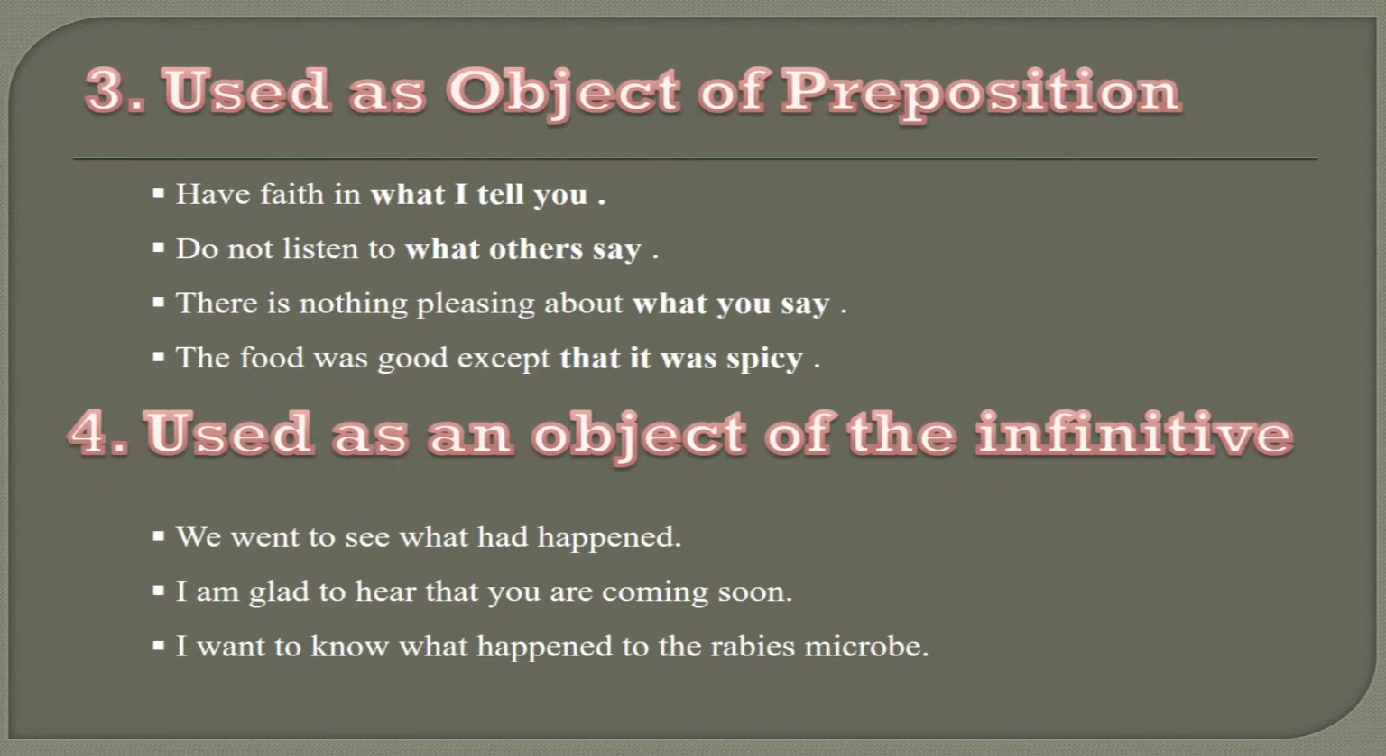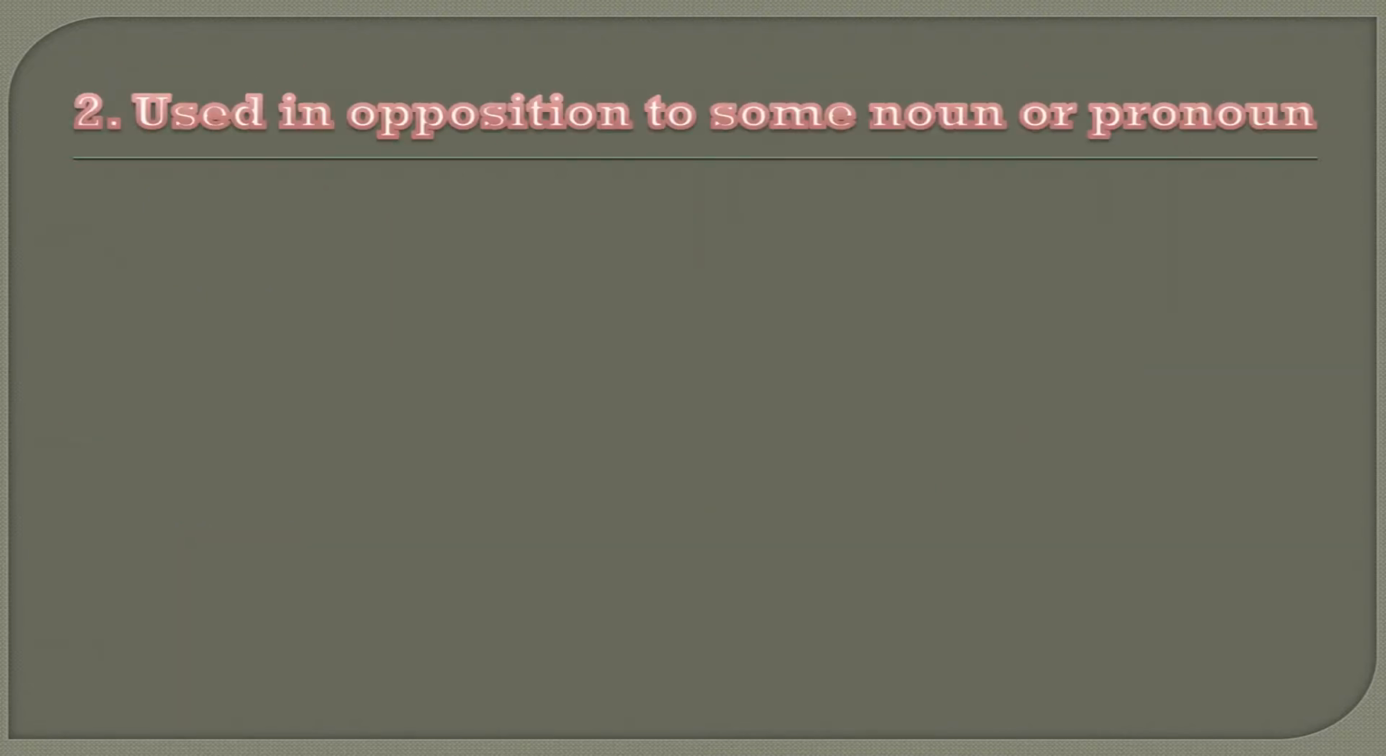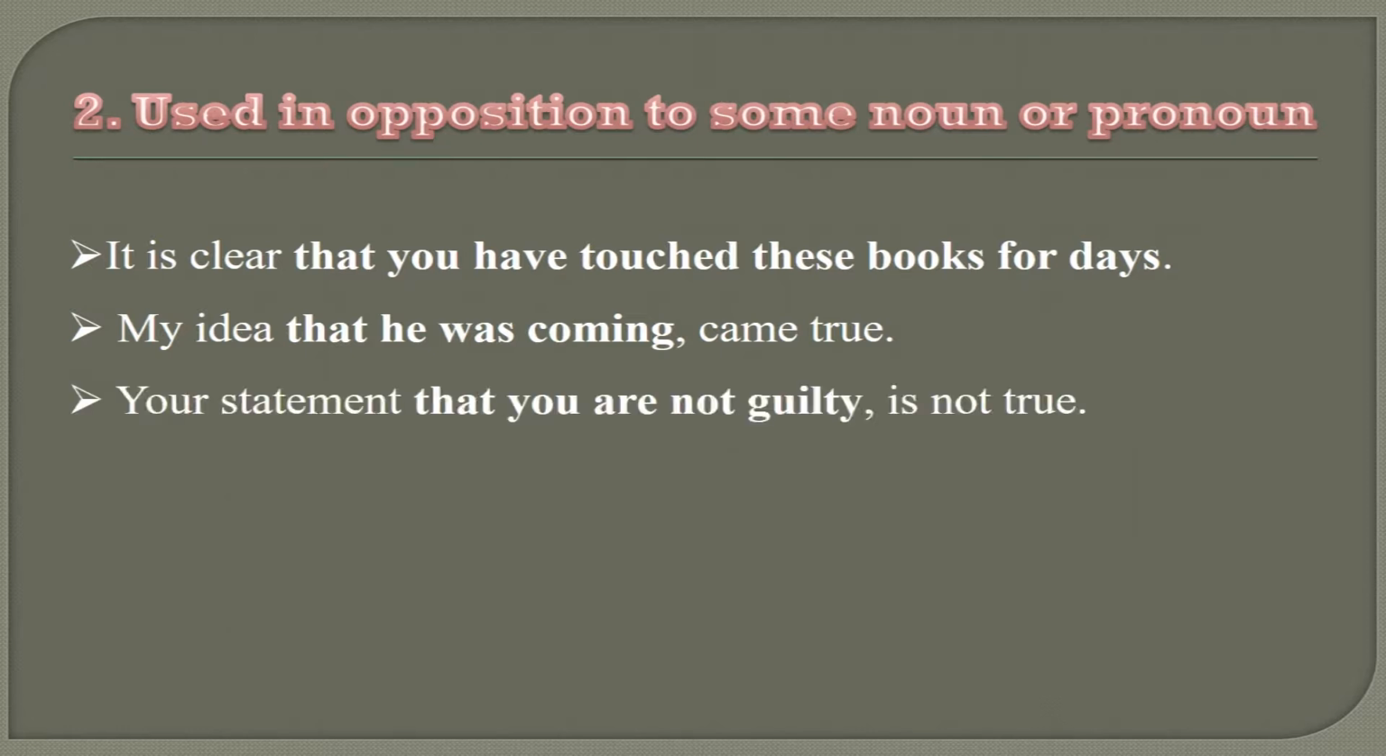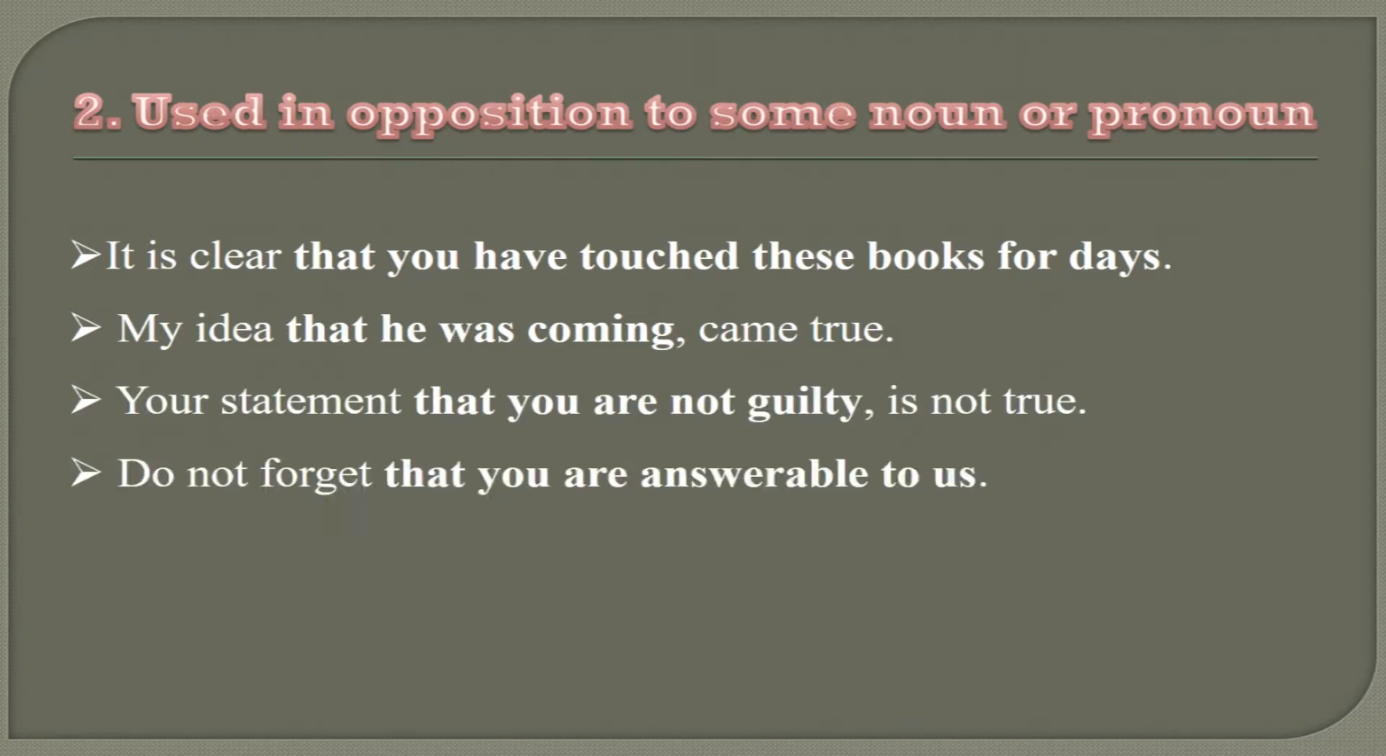The fifth one is that a noun clause is used in apposition to some noun or pronoun. For example, it is clear that you have touched these books for days. My idea that he was coming came true. Your statement that you are not guilty is not true. Do not forget that you are answerable to us.